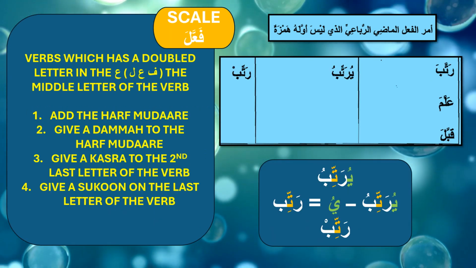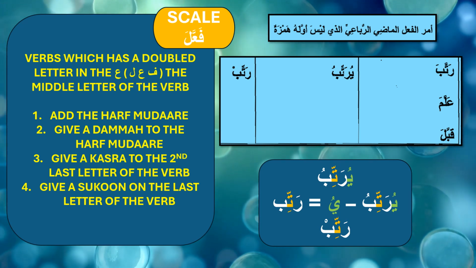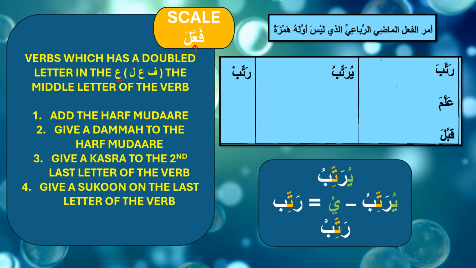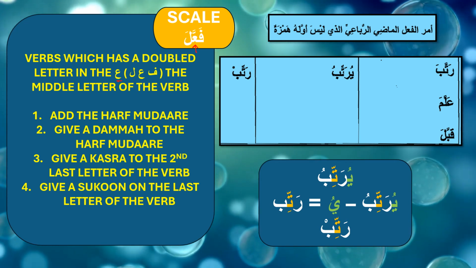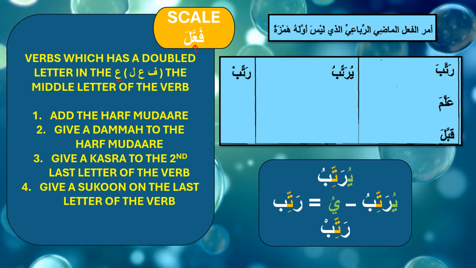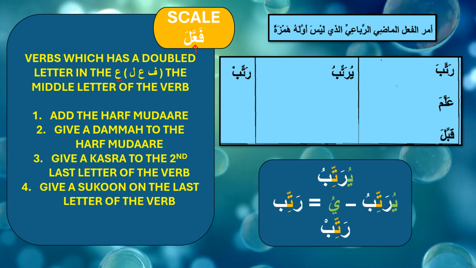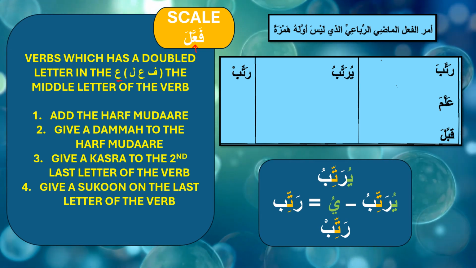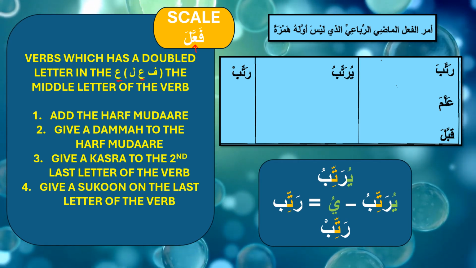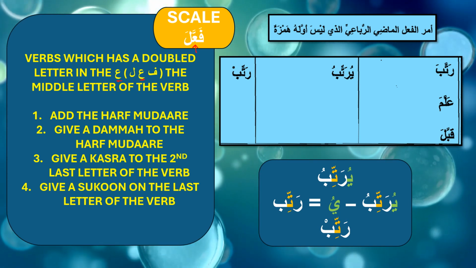In the scale fa'ala, as you can see, it is 3 letters, but we have a doubled letter in the middle, that is the ain. In English, when you learn the grammar or read any book, it's called ain radical. But in Arabic, when you read in an Arabic grammar book, it is written as ain al-fail, fa al-fail, lam al-fail. So you can say in English as ain radical, the middle letter. Ain is having a shadda. So the structure of the scale is fa'ala.